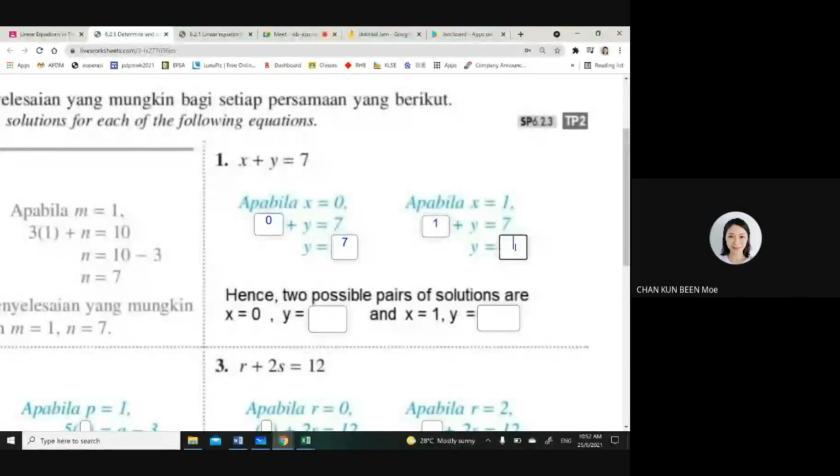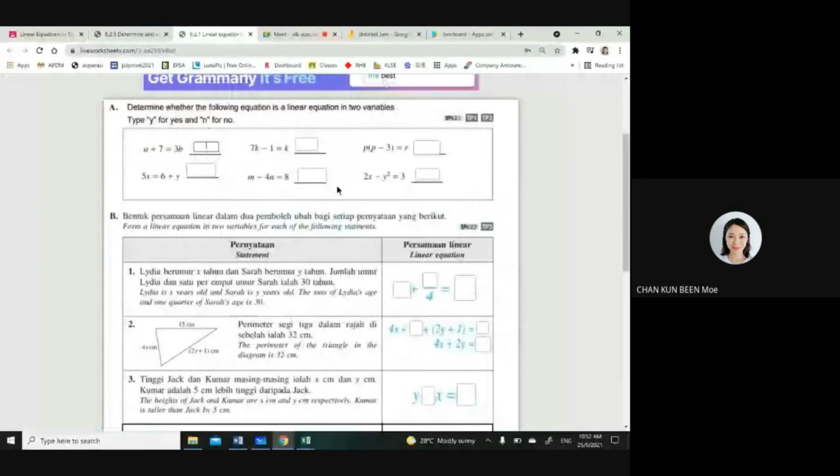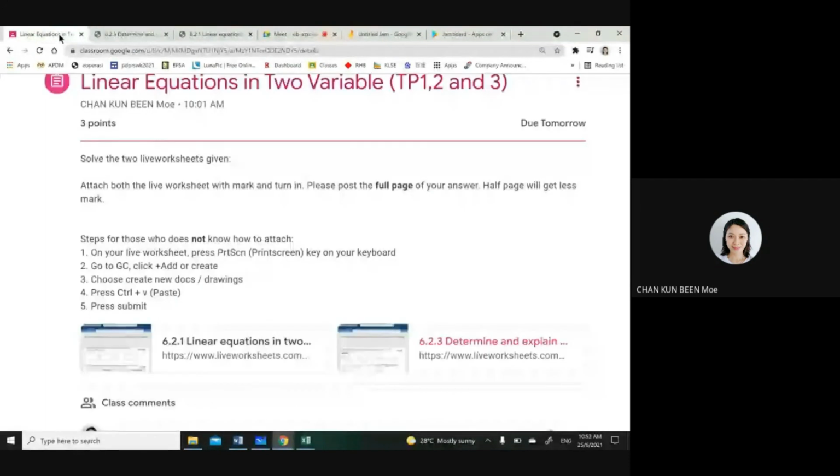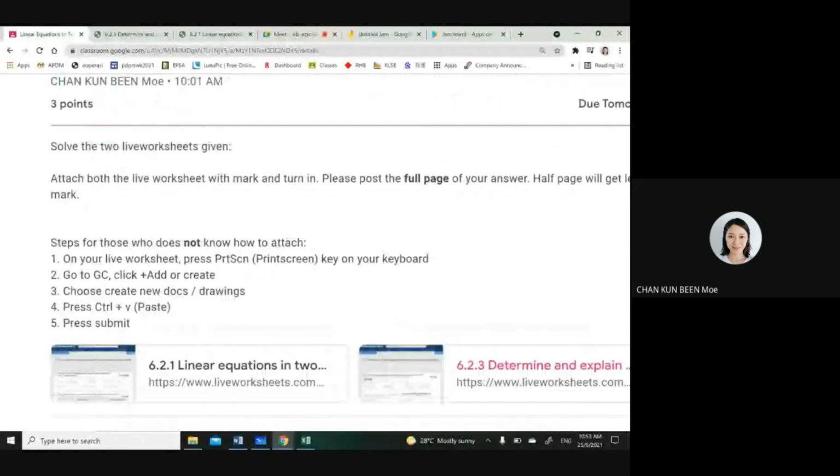Okay? So after you have done these 2 worksheets, make sure you capture the whole screen for the whole worksheet so that I can determine whether you can finish or your ability is up to TP2 or TP3 or TP4 and TP5 and so on. So attach both the live worksheet with mark and turn in. Please capture the full page of your answer. Half page will get less mark.